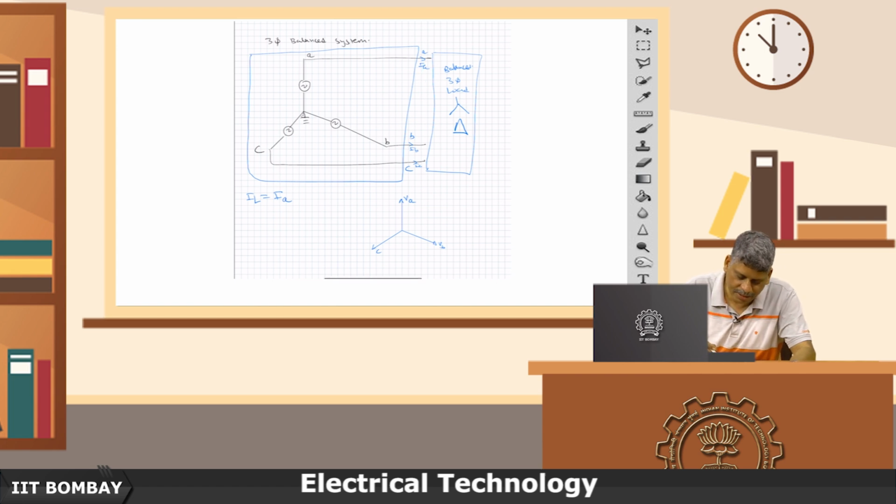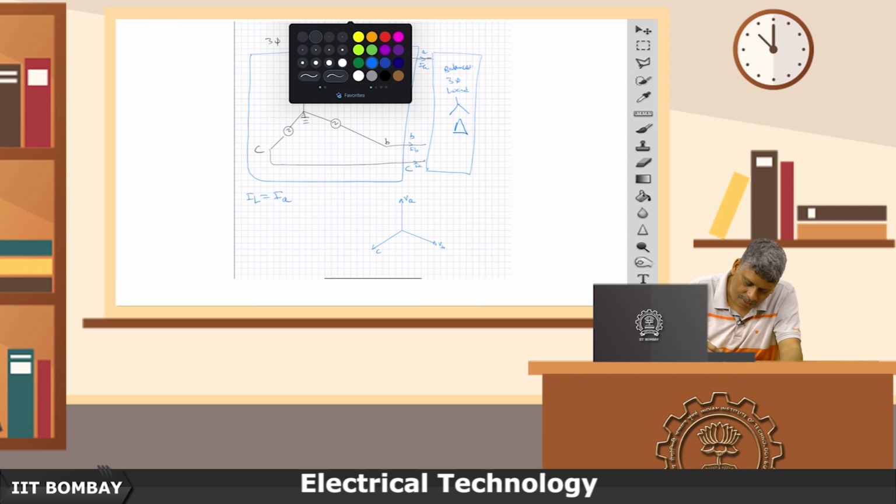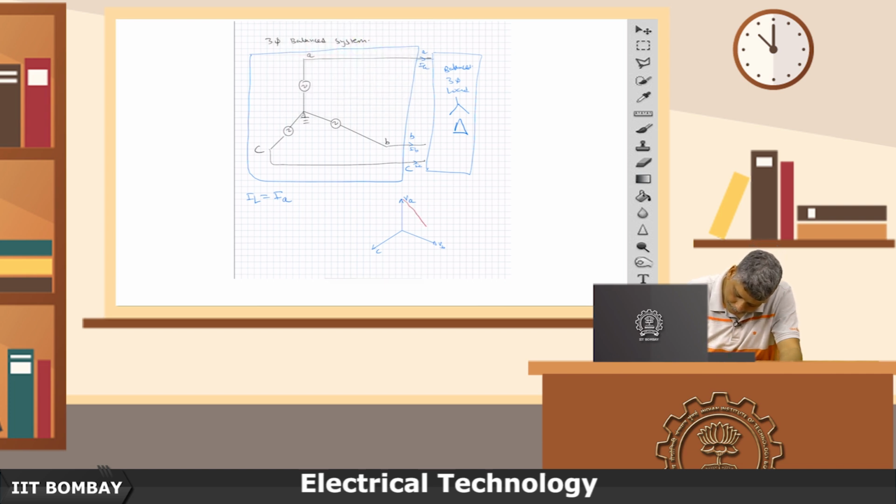There are 3 line voltages and 3 line currents, because it is a 3-phase system. Magnitude wise all of them carry the same line current IL, while phase angle wise they are 120 degrees apart. And if you look at the line voltages, you have 3 line voltages. I will connect this one, so draw the arrows as follows.